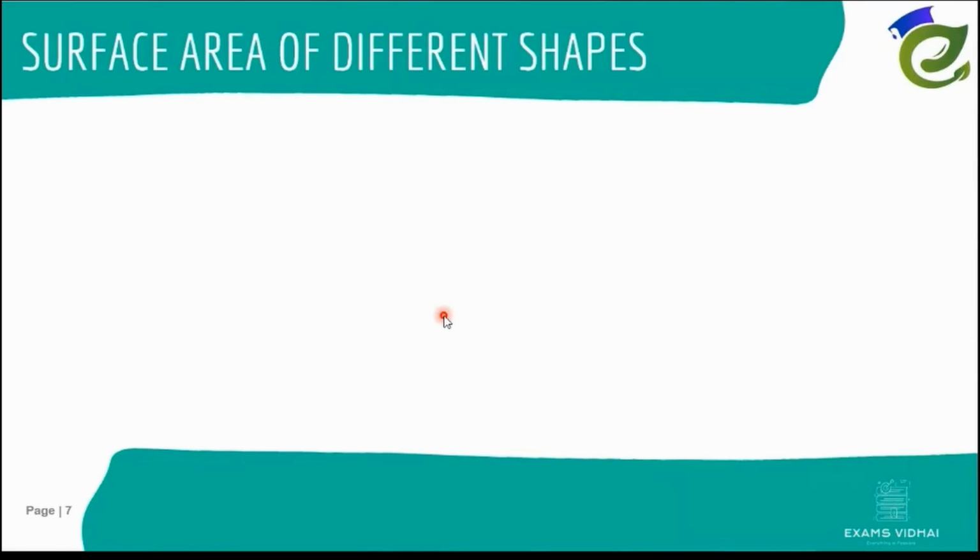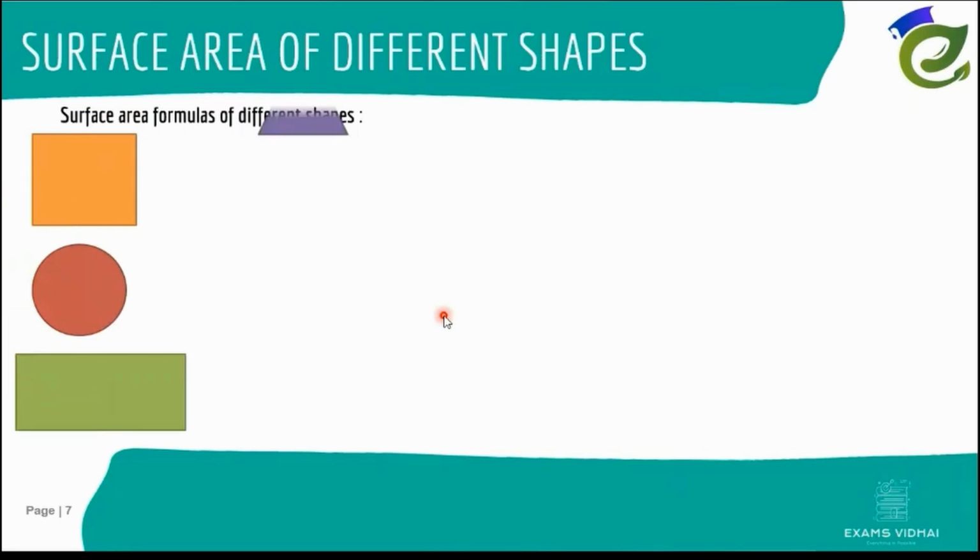So let's see now the surface area formulas of some of the 2D shapes. For a square, the area is nothing but side into side, that is this side into this side. And for a circle, it is pi into r square, pi into the radius of the circle, whole square.